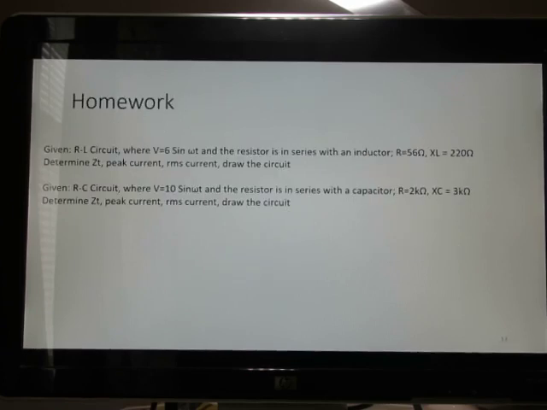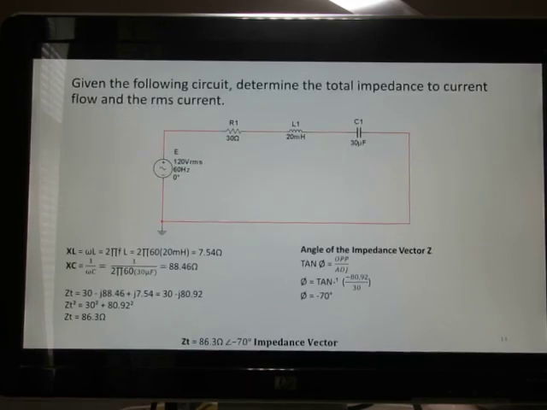Here are a couple homework problems for you to get some experience with these types of examples. Now, we have three components here. We have a resistor, an inductor, and a capacitor. How do you determine the total impedance of this circuit?